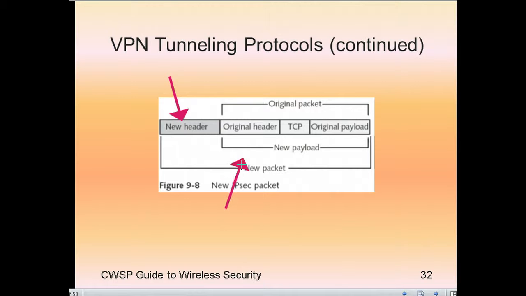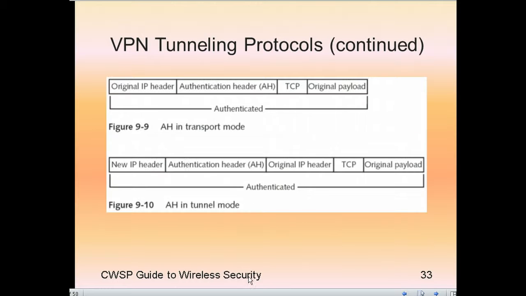This one shows, let me get my little arrow back, the new header is going to be the public IP. We have the original header, the TCP, and the original payload. So we take the original packet, the entire packet, and encrypt it. Put the new header on it, basically the new IP header, so that it can go across the internet. Because again, if we use that encrypted packet with the original encrypted header, the routers aren't going to be able to read it.